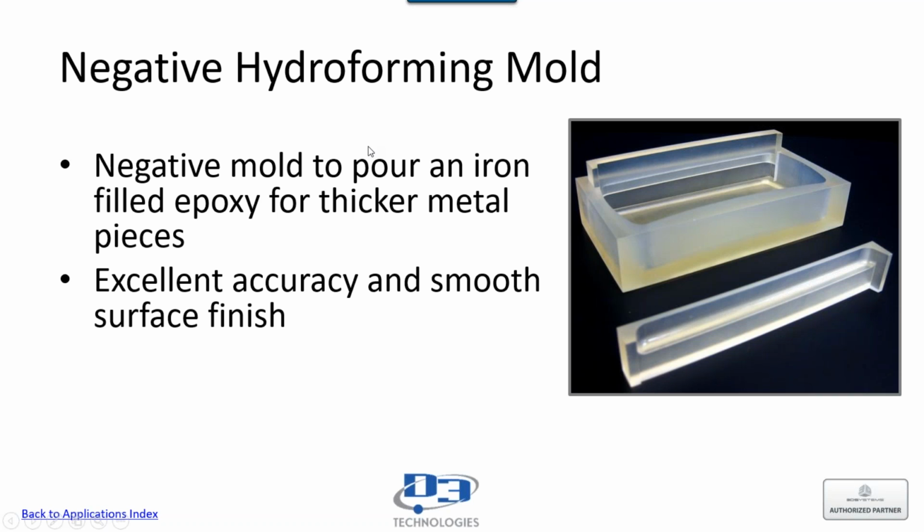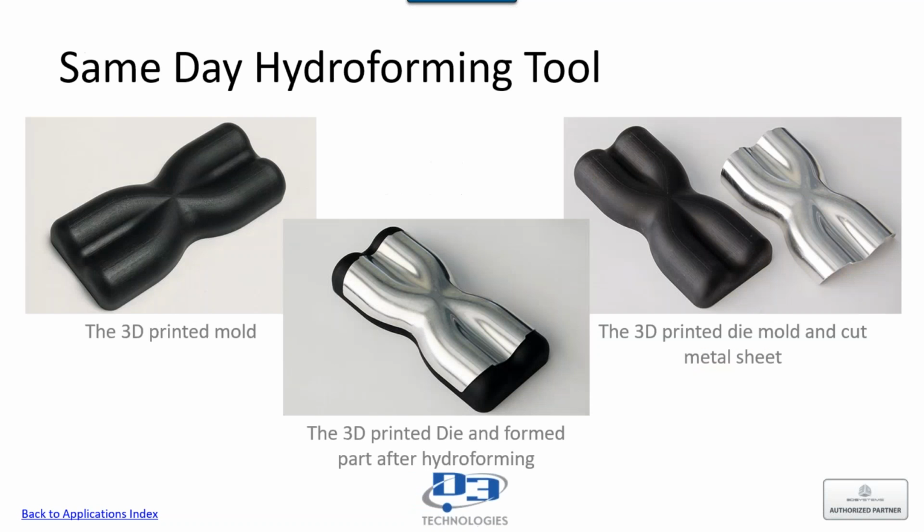This is an example for negative hydroforming molds. So for thicker metal pieces, you can create a mold and then pour an epoxy tool for higher pressure hydroforming runs. The beauty of our technology is that you've got that excellent surface finish and accuracy, which allows that epoxy release to happen quite seamlessly. This is just another example of a die mold that was produced for hydroforming. Again, it could be done hundreds of times.